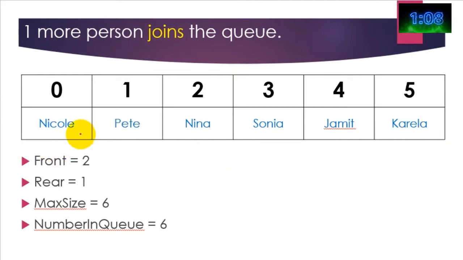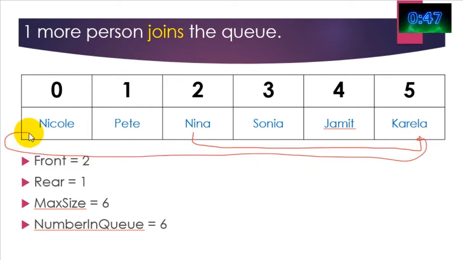Taking that on board, if another person joins, we simply add them to the available slot in the queue. So it's still Nina, Sonia, Jamie, Karela and Nicole, and the next person that's been added to the back of the queue is Pete. So the front is 2, the rear is 1, because our queue starts here, goes this way up to here, and then all the way back there. So it's going across and then those there.